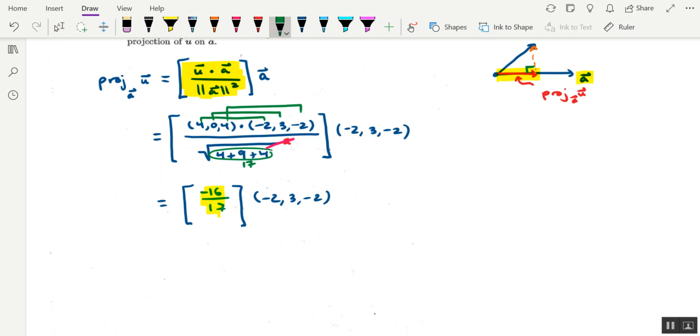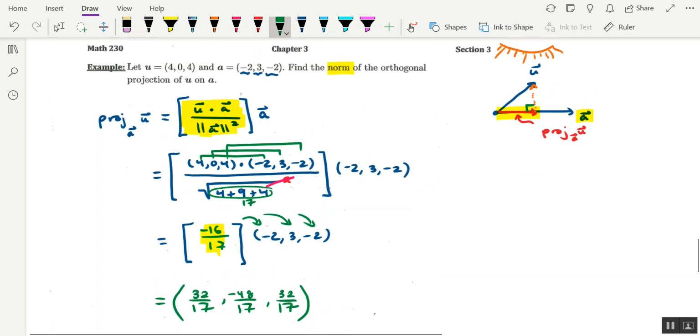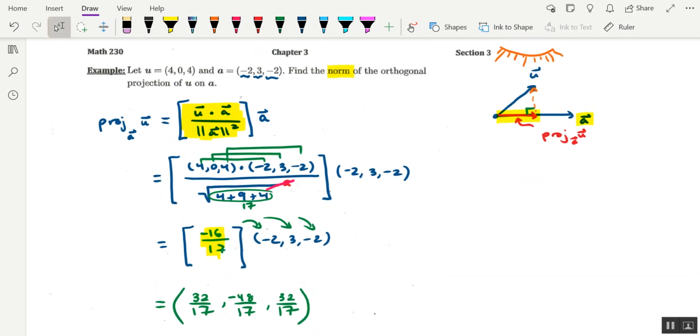Now let's distribute that in to get the cleanest format of this projection vector. It'll be 32 over 17 for the first component, -48 over 17 for the second component, and 32 over 17 for the third component. Now, is that what they asked us for? No, but it's a big stepping stone, right? They want the norm of this projection vector. So let's move on and see how we would do that.